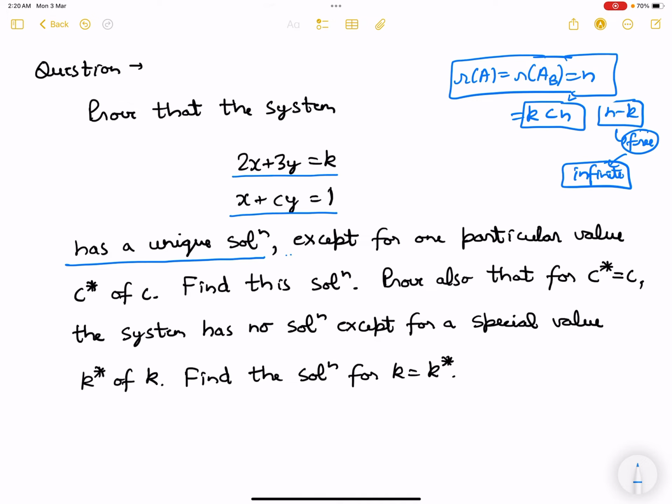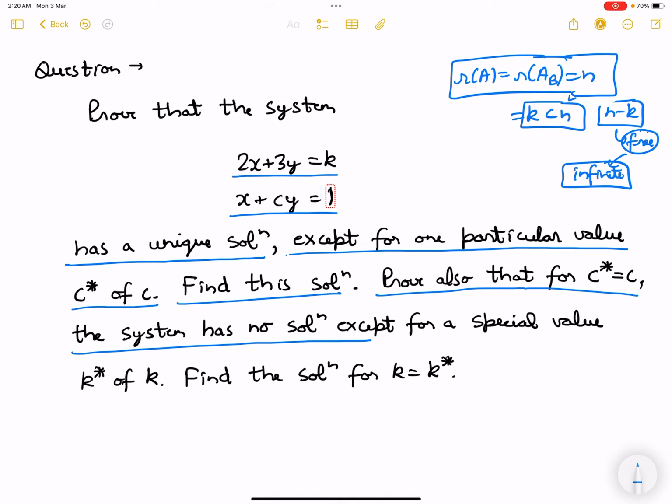So it has a unique solution except for one particular value c star of c. Find this solution. Prove also that for c star equals to c, the system has no solution except for a special value k star of k. Find the solution for k star equals to k.